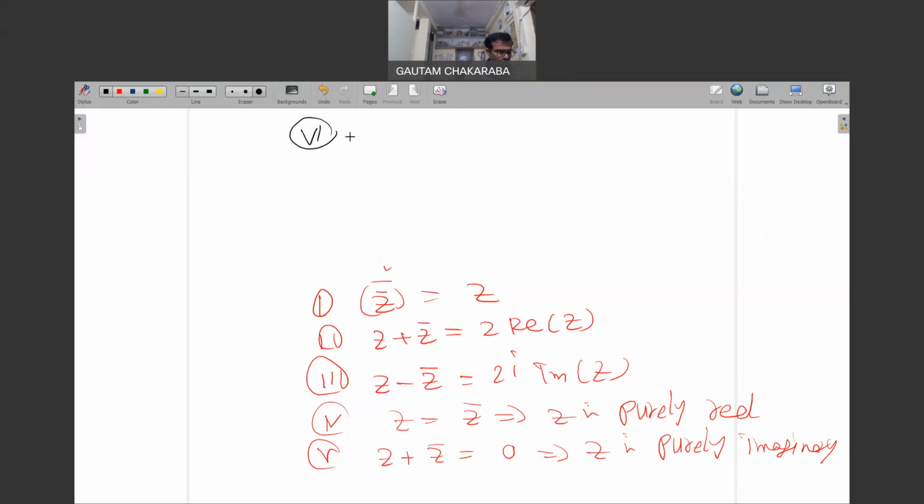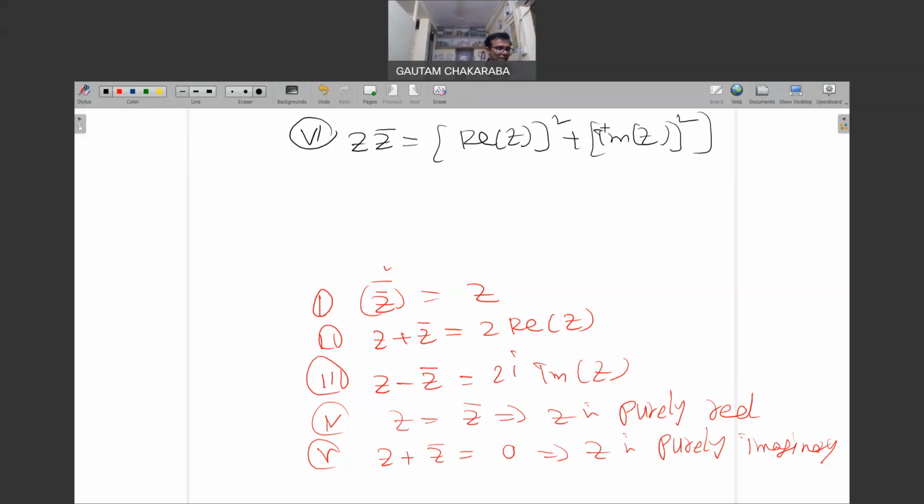This is 6. z into z conjugate is equal to real of z square plus imaginary of z square. That means if I take z equal to x plus iy and z conjugate equal to x minus iy, then if you multiply x minus iy and x plus iy, that is x square plus y square, real z square plus imaginary z square.